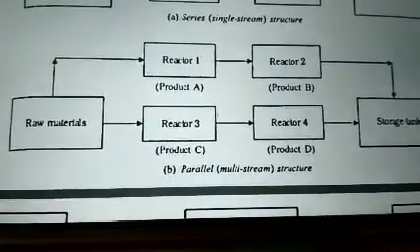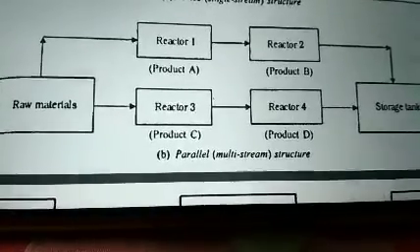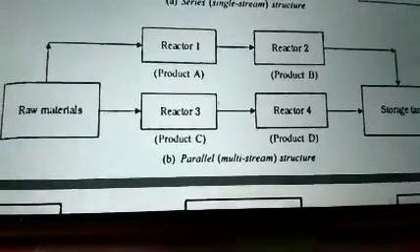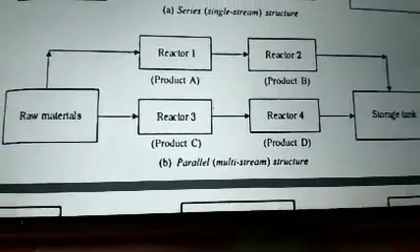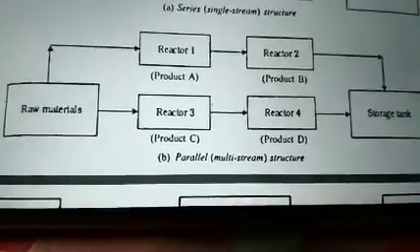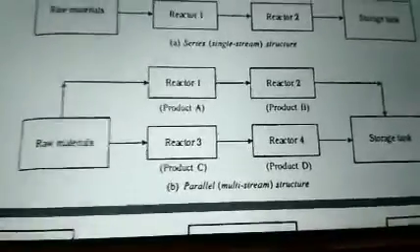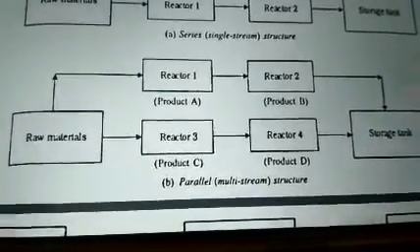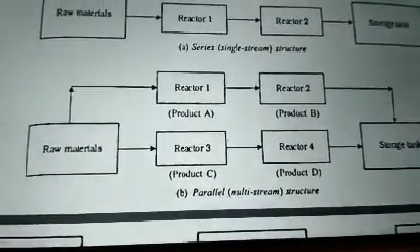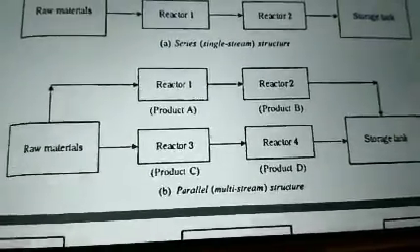This is a figure of a parallel multi-stream structure where the raw materials are supplied to both reactor 1 and reactor 3, which have 4 different products in the entire setup, and the storage tanks hold all the products separately, depending on the chambers or the variations of the storage tank.